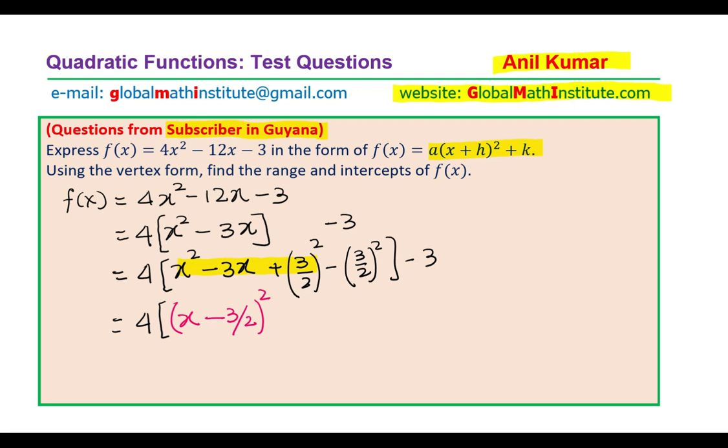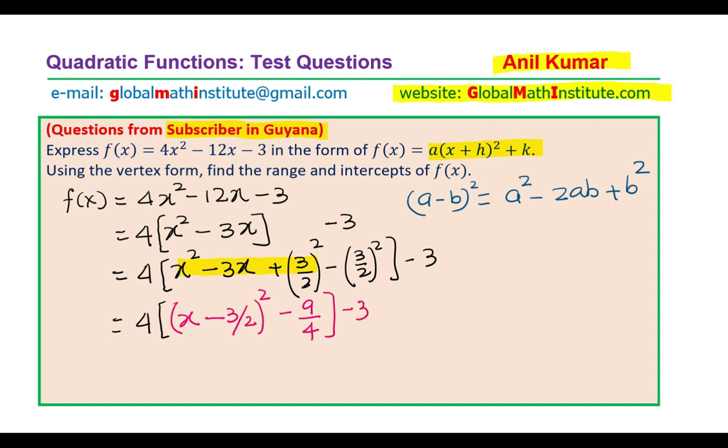You can expand and simplify. You know the formula for a minus b whole square. We know a minus b whole square is equal to a square minus 2ab plus b square. So we are using this formula. Great. So the first 3 terms become a perfect square. Now we can rewrite the other term, minus 9 over 4, as the square of 3 by 2, minus 3.